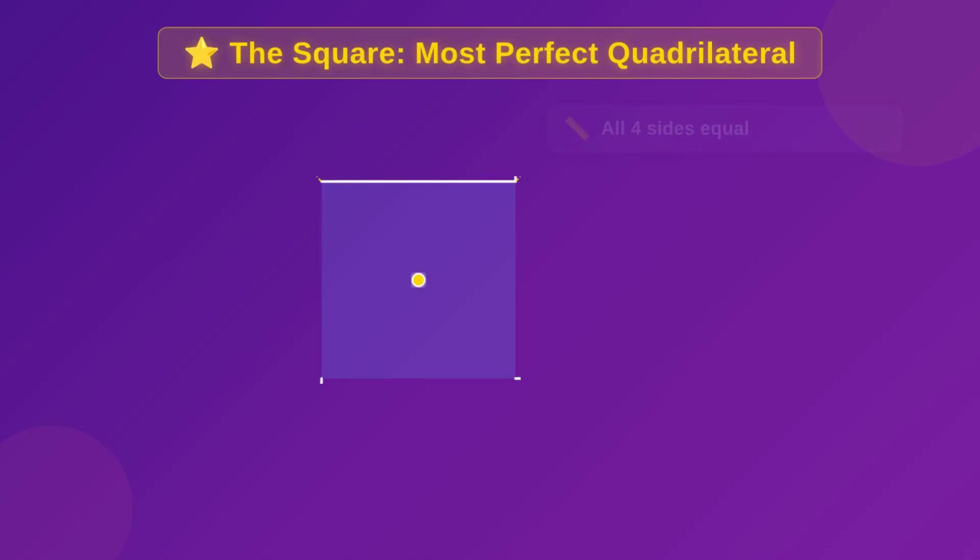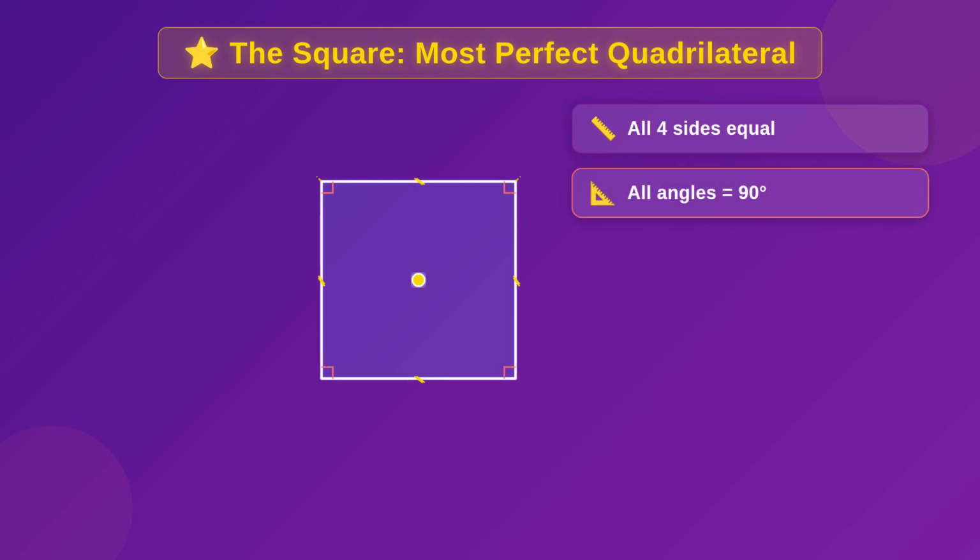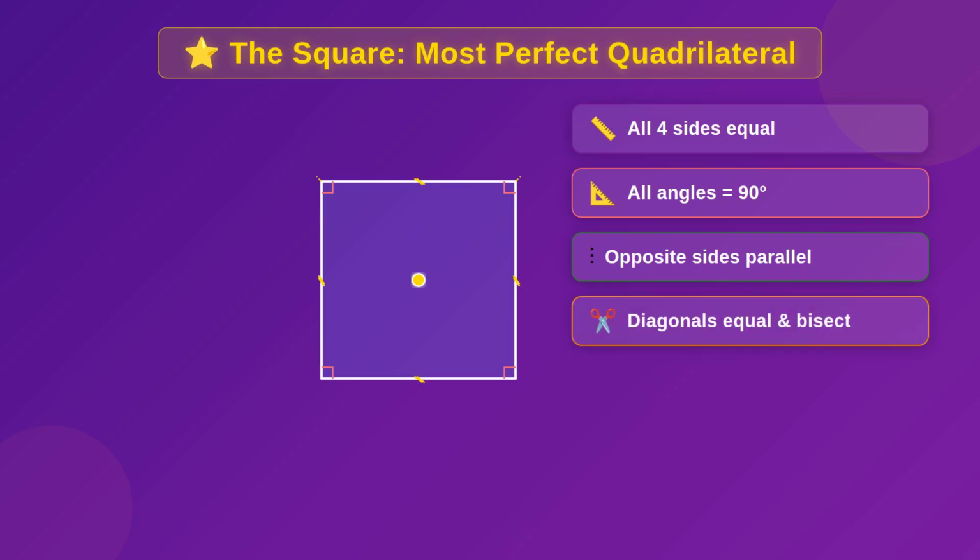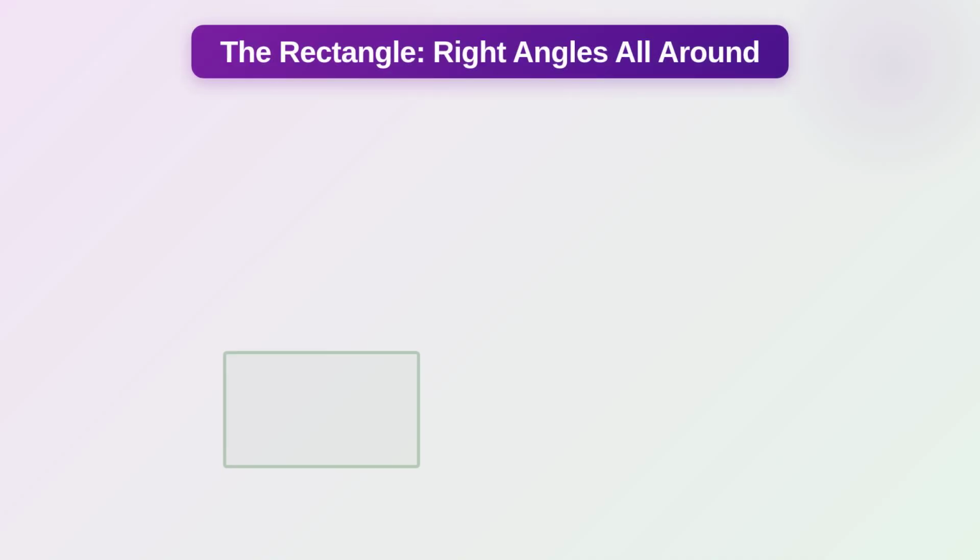Maya starts with the square. And honestly, the square is the overachiever of the quadrilateral family. Every single side is the same length. Every single angle is exactly 90 degrees. That's a perfect right angle. Opposite sides are parallel, meaning they never ever meet. And here's a bonus. The diagonals, those lines you draw corner to corner, are equal in length and they cut each other exactly in half. The square does everything right. Maya draws one and labels all 4 sides the same.